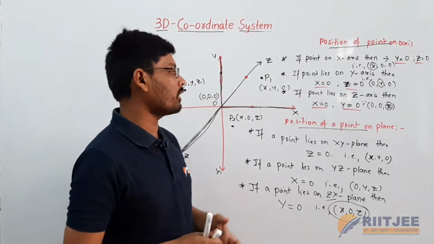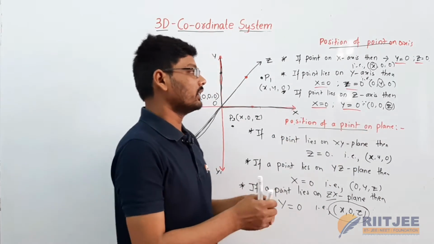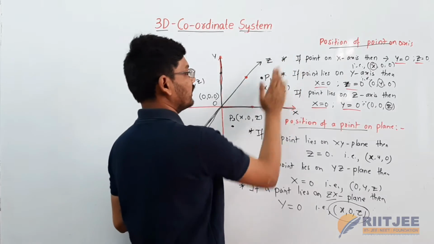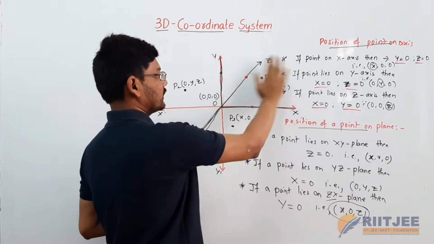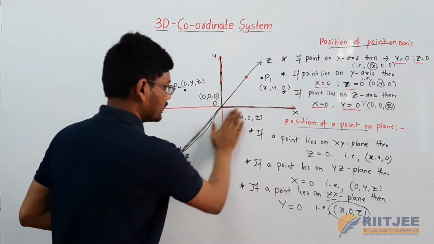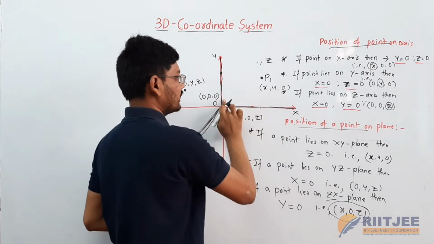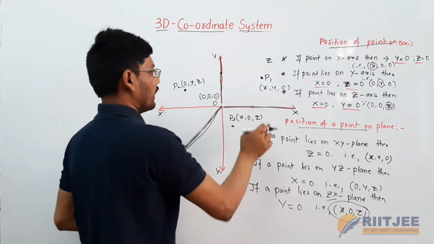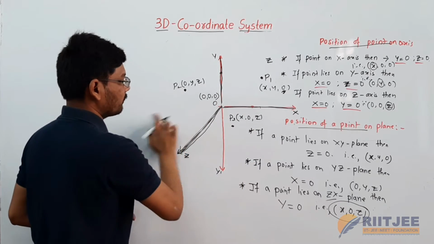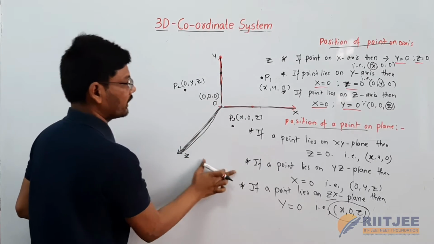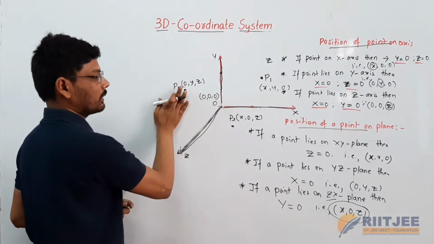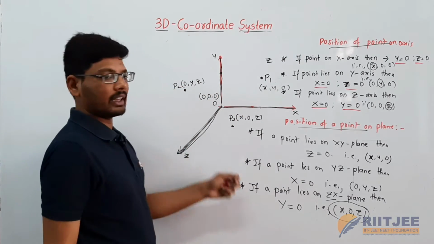And if the position of a point lies on a plane, this is a plane here, and this is also a plane, and this is also a plane here. So simply I am erasing this one, this is the xy plane, this is the yz plane, and this is the zx plane. So xy plane, yz plane, zx plane. So three planes are there here.